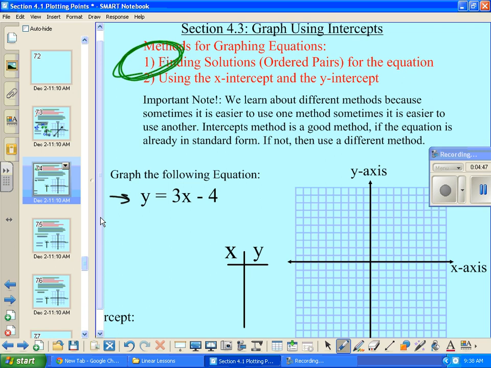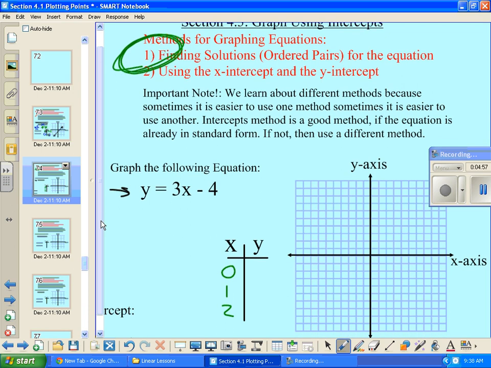I'm still going to use the table though. I'm just going to plug in 0, 1, and 2, or any numbers really. But 0, 1, and 2 are usually just easy ones to plug in. See what I get. Those will be my 3 ordered pairs. I'll plot them and graph my line. If I put in 0, I'm going to get -4 in this equation. If I put in 1, I'll get -1. If I put in 2, I'll get 2.